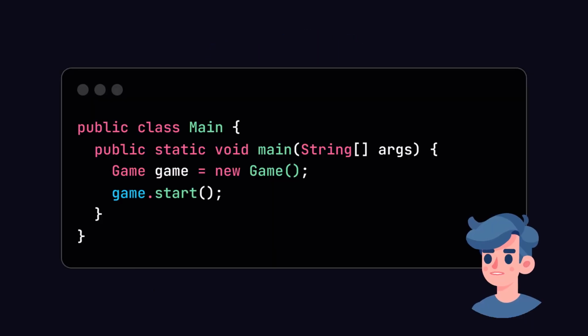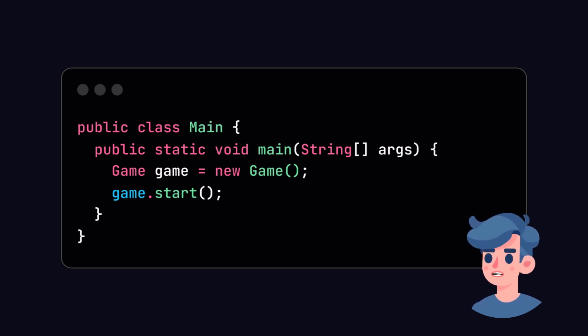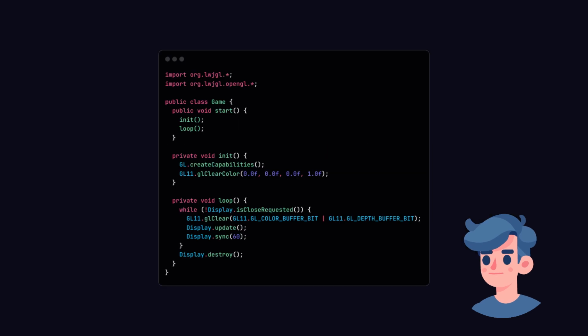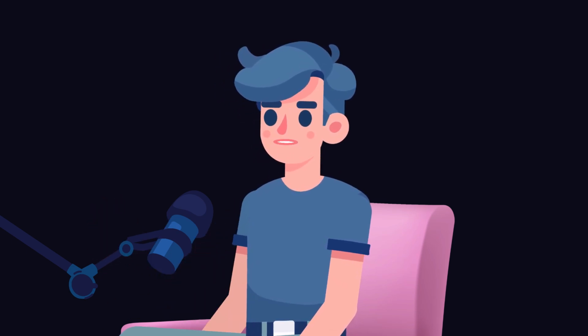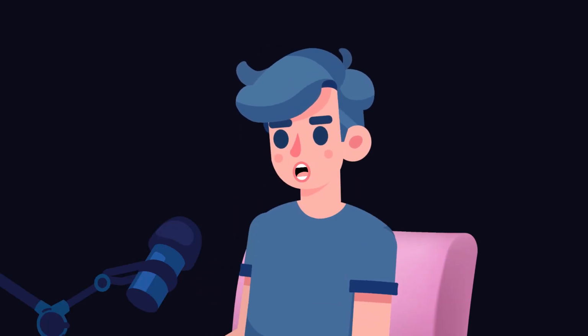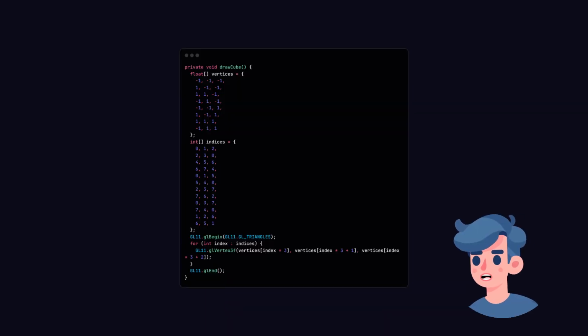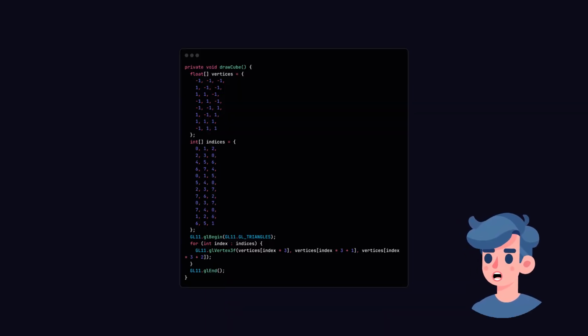Now that we have everything set up, let's create a basic window for our game. We'll start with the main class, which will initialize the window and run the game loop. Next, let's create our game class. This class is where we will manage our game state and handle rendering. In the game class, we will set up an OpenGL context and run a simple game loop. In the init method, we initialize OpenGL capabilities and set a clear color. In the loop method, we handle rendering and game updates. Run your program, and you should see a black window appear.